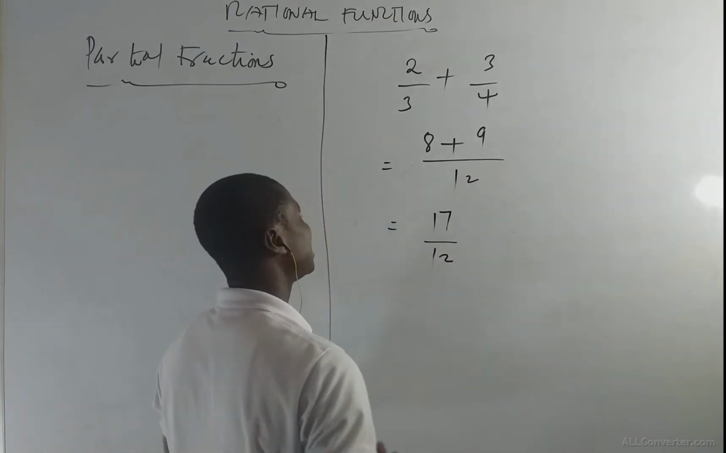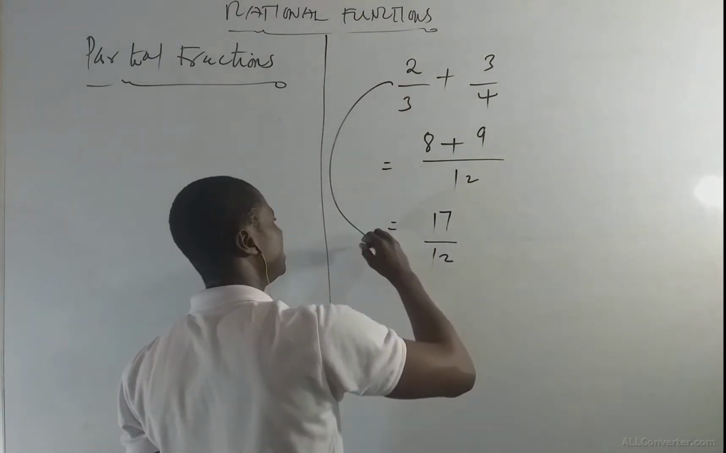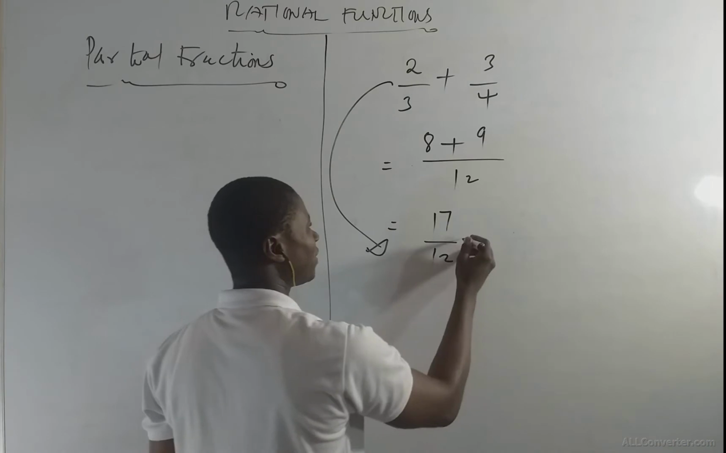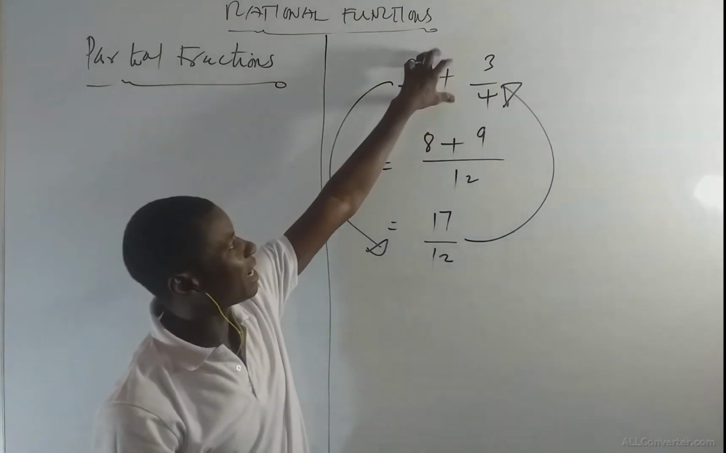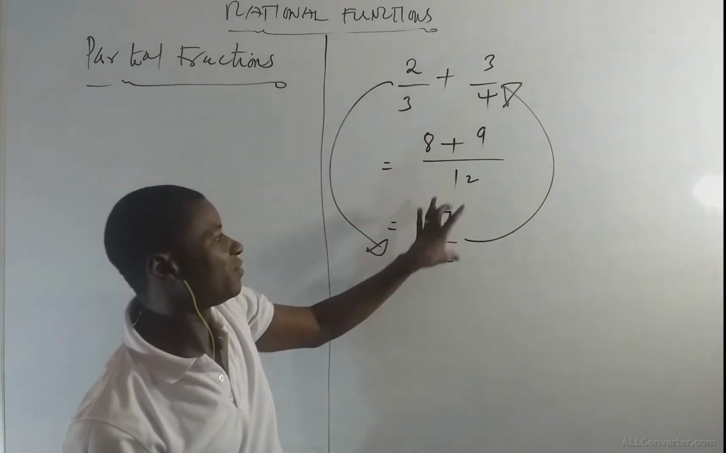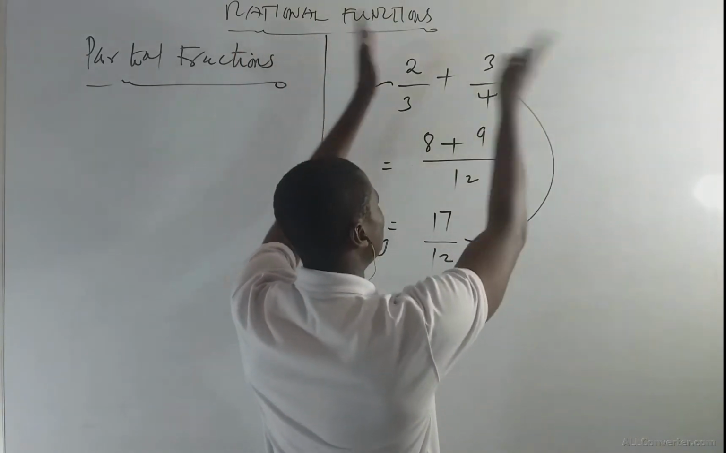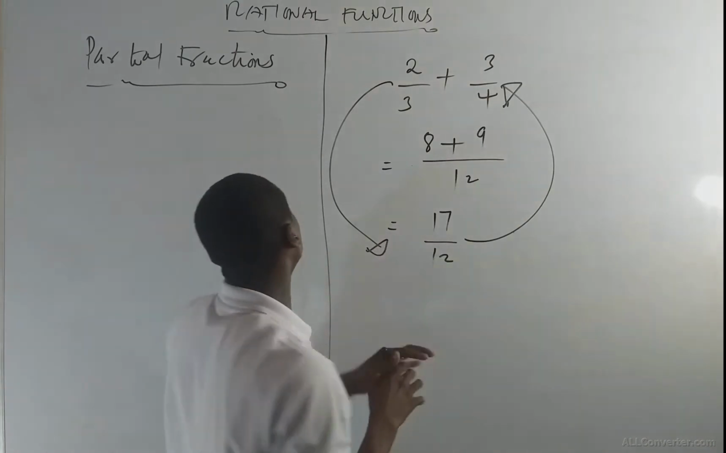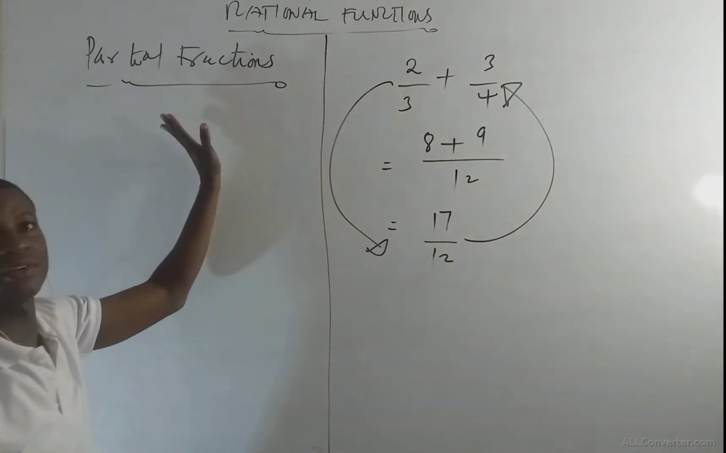Now, realize that 2 over 3 plus 3 over 4 can be simplified in this form. So it also means that 17 over 12 can also be split into this form. This is what we call the partial fractions of this. So these are different partial fractions. When we put them together, we get this. So we can also split this into this form. That is what we are going to talk about, and if you understand what is happening here, then this will be very simple for you.